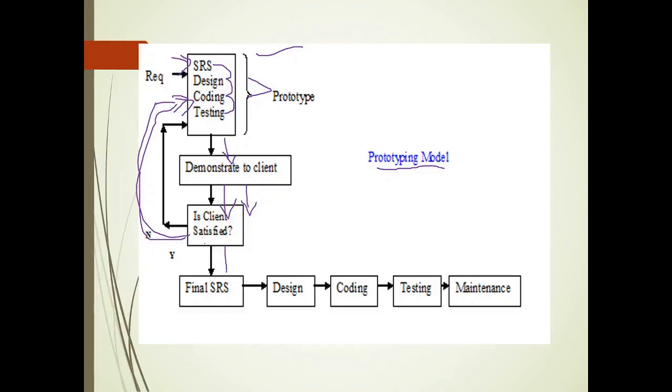Once the client is satisfied with whatever is developed, the final software is developed with the final SRS document. Then designing is done and a proper look will be given, including whatever options are to be included. So it is a final proper design with documentation, and then coding will be started. Once it is coded, it will be tested, and then maintenance. So these are the activities involved in prototyping.